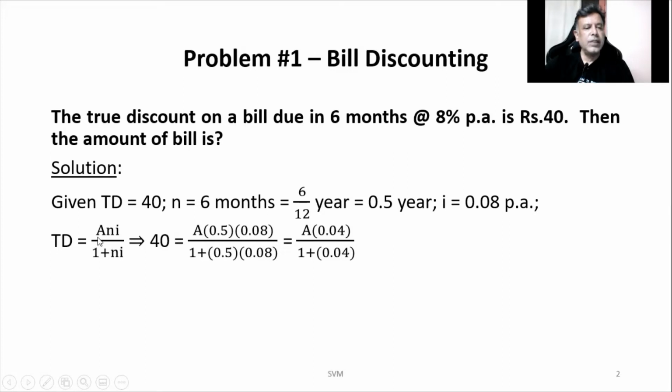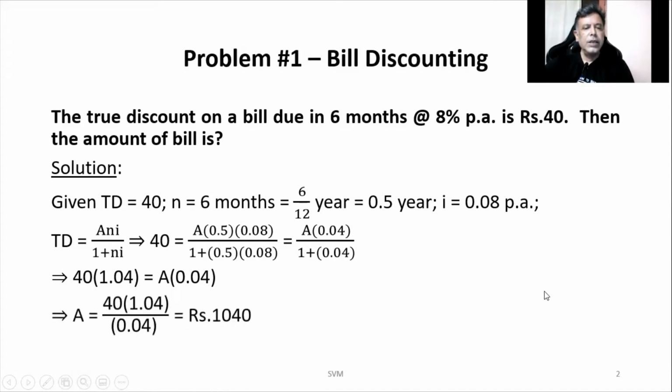And we know true discount is A N I divided by 1 plus NI, and this true discount is already given as 40. And we are substituting the values of I and N, and A we have to find. So A times 0.5 into 0.08 divided by 1 plus 0.5 into 0.08, which we get as A times 0.04 divided by 1 plus 0.04. When we simplify, by cross multiplying, 40 into 1.04 is equal to A times 0.04, which means A is 1040. That is the solution for this particular problem. Let us move on to the next problem.